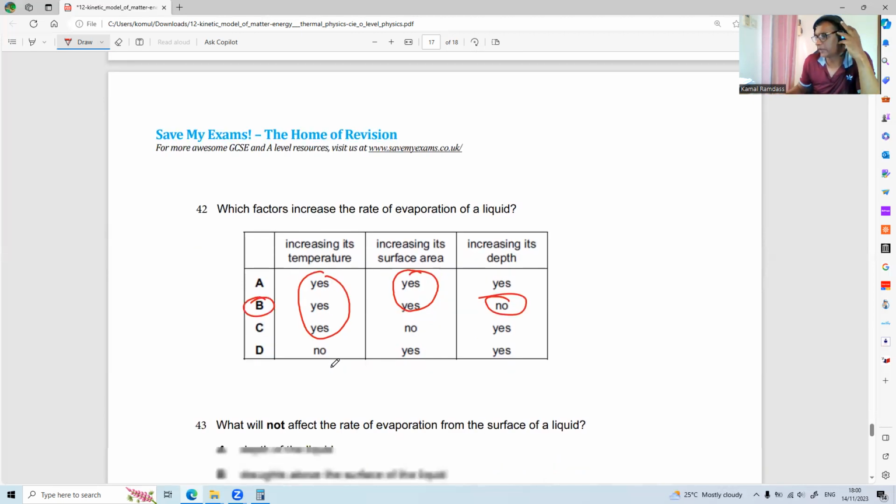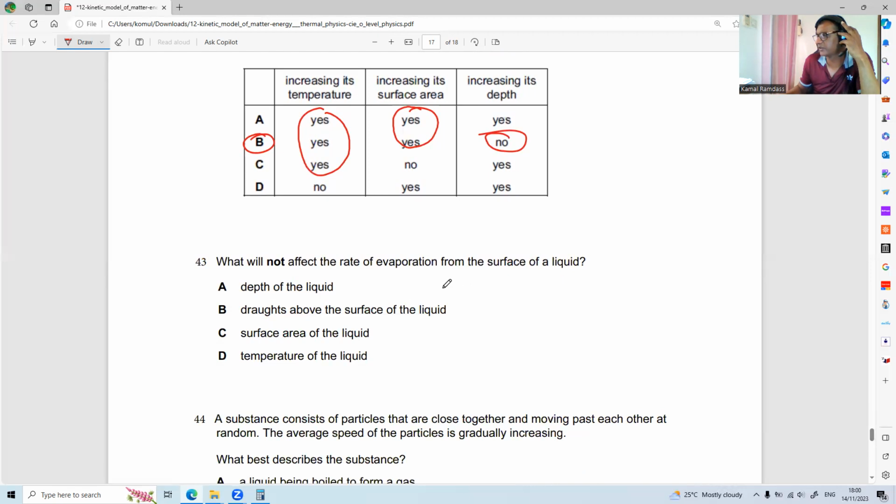What will not affect the rate of evaporation from the surface of the liquid? Depth of the liquid. Draughts above the surface of the liquid. Surface area of the liquid. Temperature of the liquid. Good. Draught, what is it? Draught is when the air is dry, how to say, water vapor in the air, okay? It is easy for water to escape into the air. If the air is saturated with water vapor, no problem with evaporation, okay? That means all of these will affect it. The depth of the liquid will not affect.